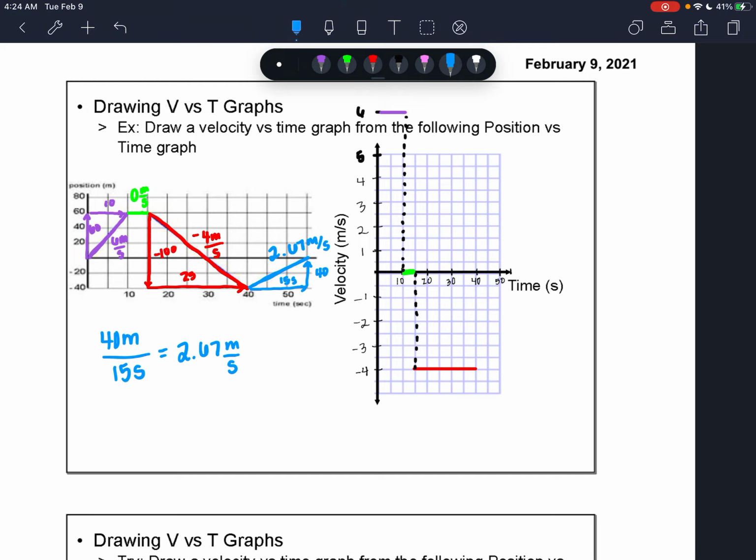And then from 40 to 55, my velocity is 2.67. So I'm going to do my best to approximate that. 2.67, skadoosh, and I will connect with a dotted line. Nice. So this is my velocity versus time graph.